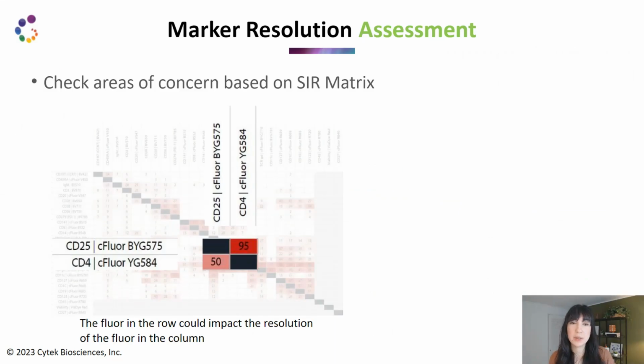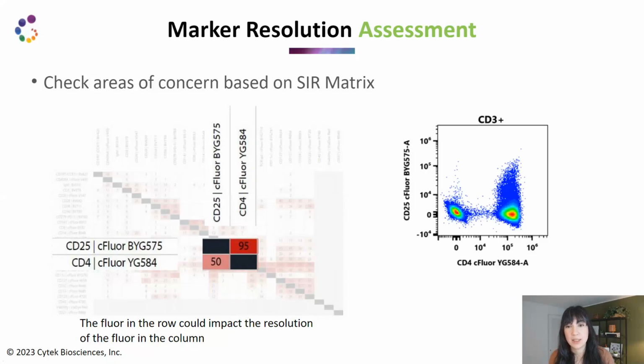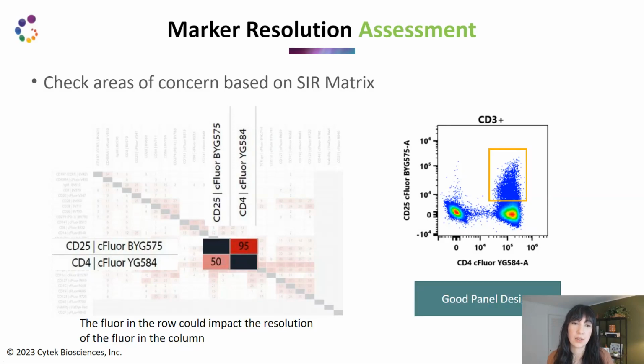The last check we can do, if you recall when we did a theoretical check of your panel and you had some areas where you maybe were a little bit concerned, so we see that value of 95%. Let's check the data. Look at that. We can resolve our CD4 just fine. So even though we had a high SIR value, as long as we were smart about our panel design, we can still get a good panel out of that.